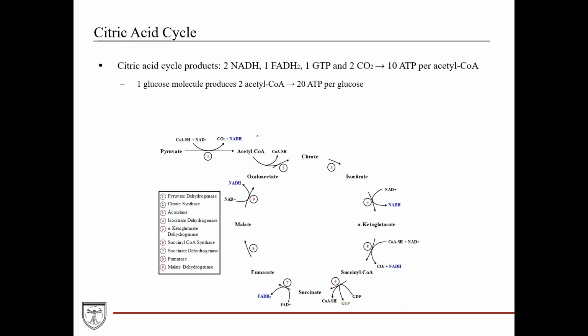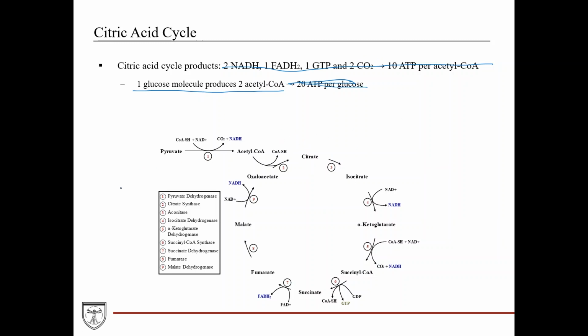So as far as the citric acid cycle products, I do apologize. I would just cross this out here. This is incorrect. I want to make this much more clear and walk through this with you. This fact is true: one glucose molecule produces 2 acetyl-CoA, and that's important to know. We'll talk about that in a second. So let's count up these products.